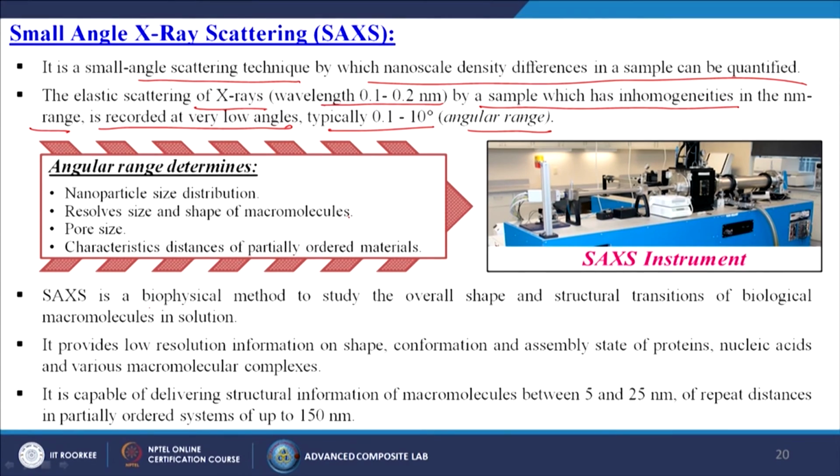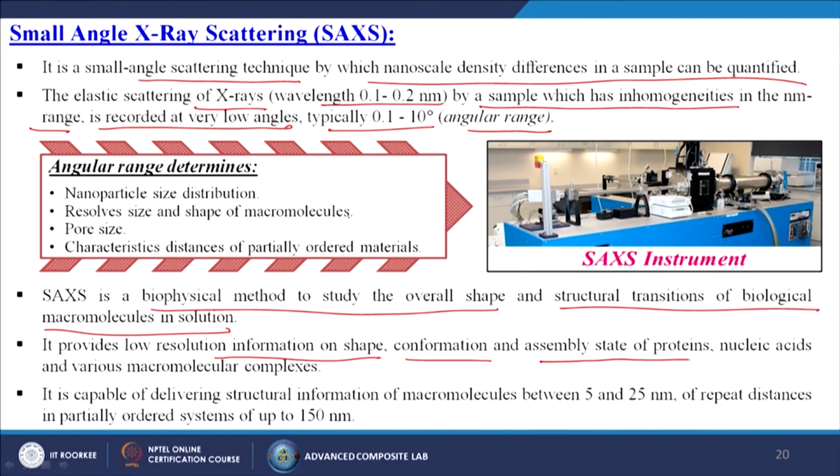SAXS is a biophysical method to study the overall shape and structural transitions of biological macromolecules in solution. It provides low resolution information on the shape, conformation and assembly state of proteins, nucleic acids and various macromolecular complexes. It is capable of delivering structural information of macromolecules between 5 to 25 nanometers, and of repeat distances in partially ordered systems of up to 150 nanometers.